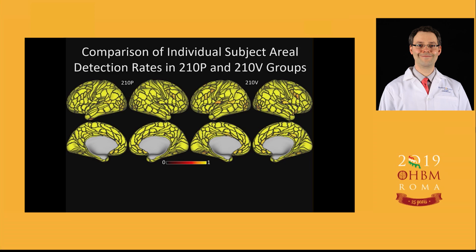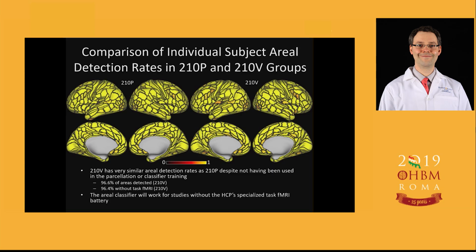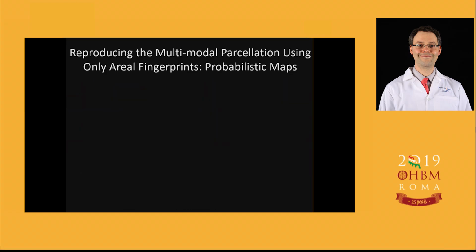So how good is the areal classifier across all of the subjects? Well, the classifier is trained on this data here. It never gets to see this validation data here. So we can see it does close to 1 actually on both data sets. Turns out that on our validation data set, out of all areas and all subjects, 96.6% of areas were detected. If we leave out the task fMRI data, we do almost as well. And so that means that this areal classifier will work for studies without the HCP's specialized task fMRI battery. We only need T1, T2, a field map, and fMRI to use it, as I said at the beginning.